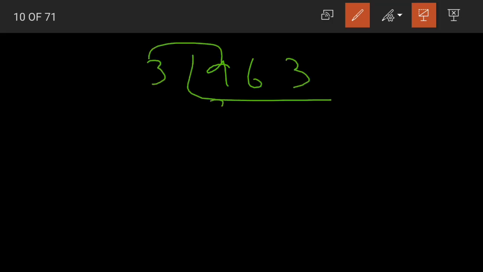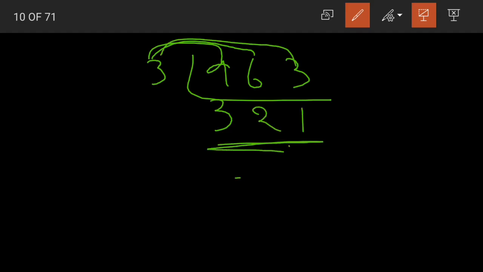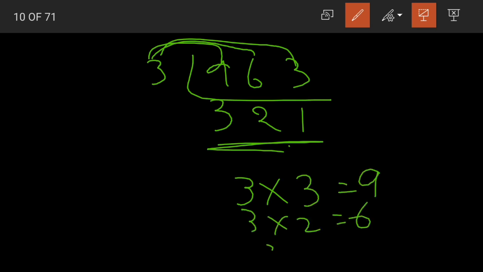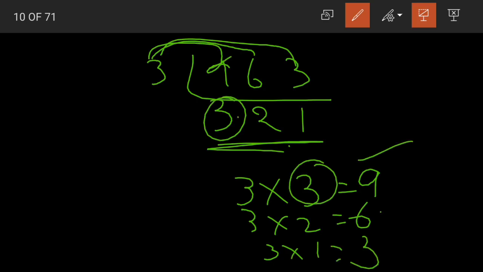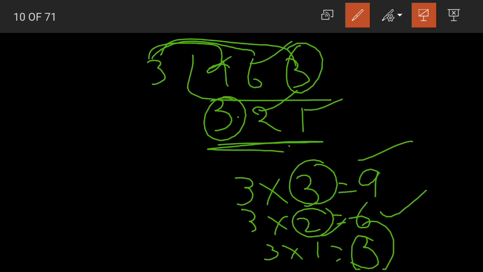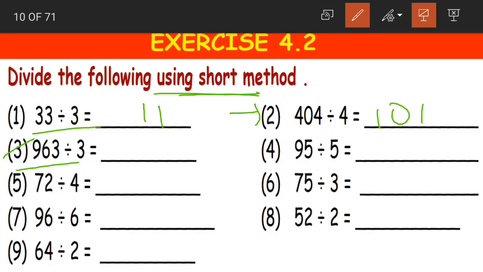Next, question 3, 963 divided by 3. Again, we know that 3 3s are 9, 3 2s are 6, 3 1s are 3. This is just see in the 3 table. Wait, let me write this. Yes. So when does 9 come? 3 times. So 3 is written here. When does 6 come? 2 times. So 2 is written here. When does 3 come? 1 time. So 1 is written here. 963 divided by 3 is 321. Clear, children?